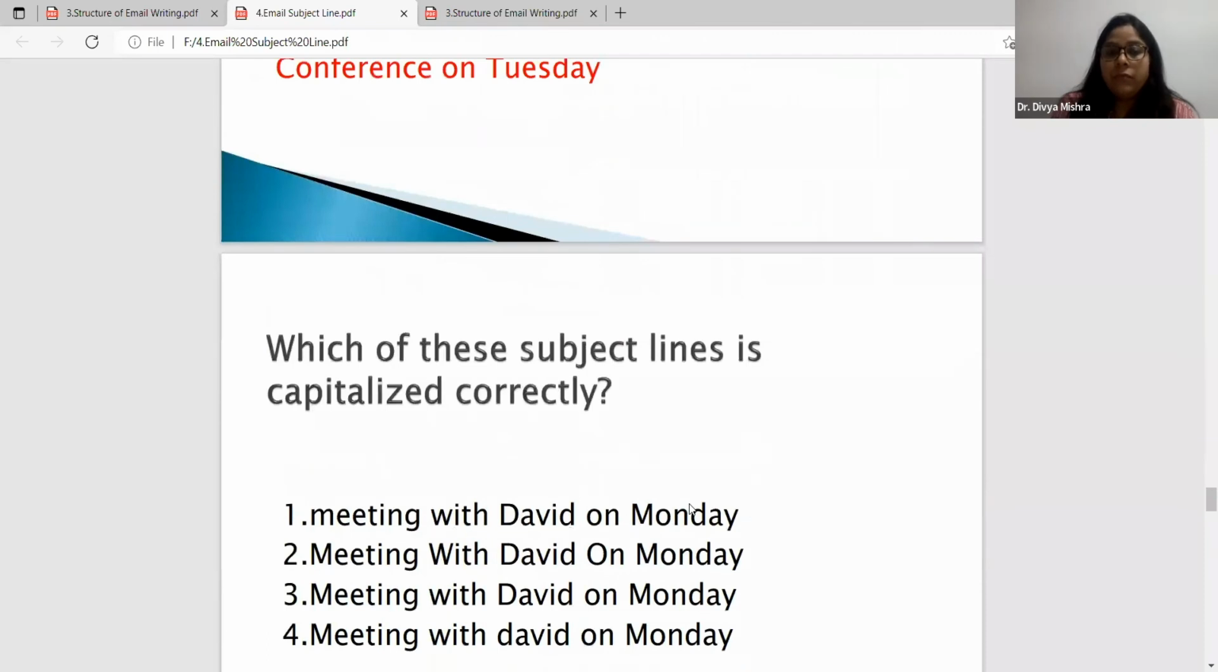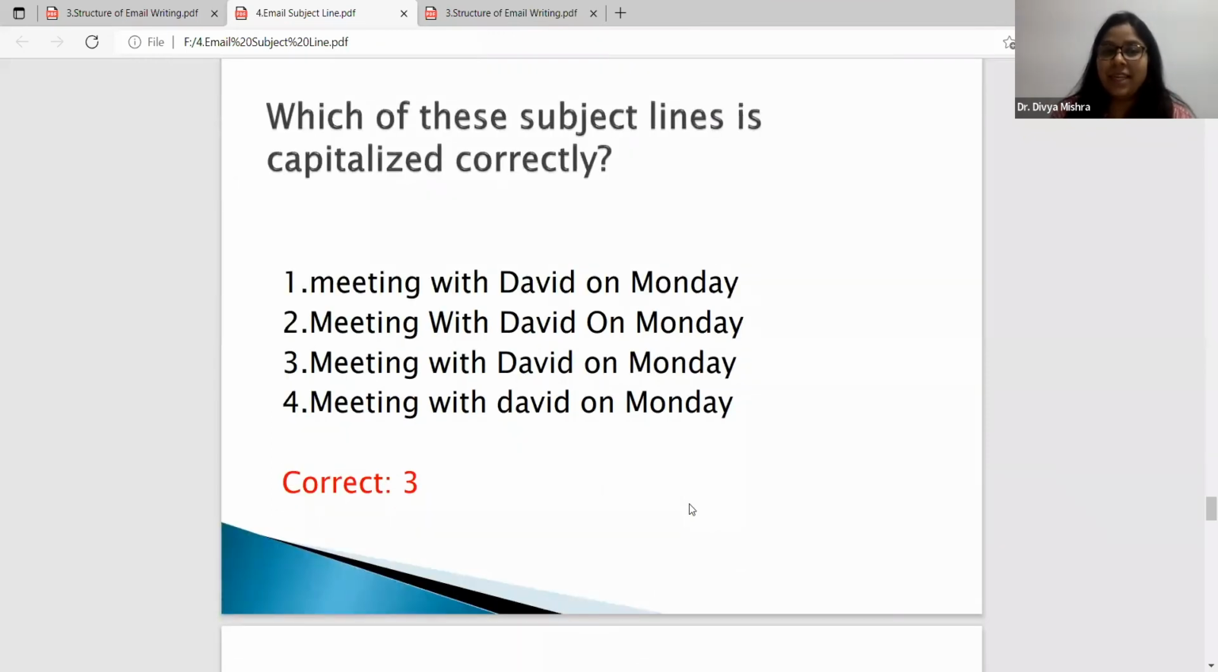Can you tell me which of these lines is capitalized correctly? Any one of you? 1, 2, 3, 4. Can you see it here? Correct, the answer is 3. Meeting with David on Monday. With is a preposition, on is a preposition, so that's why they are not capitalized.